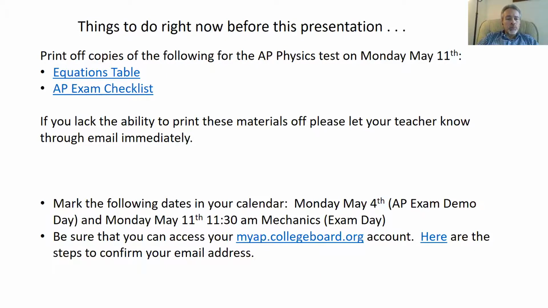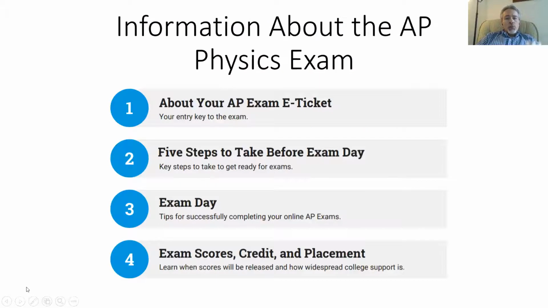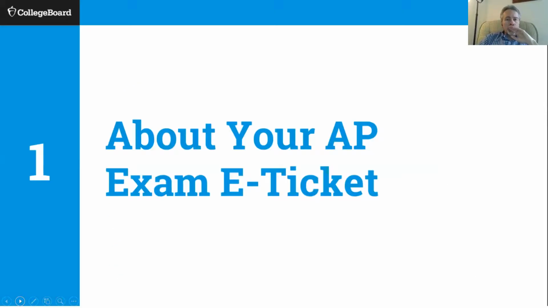All right. So during this presentation, there's 4 topics we're going to touch upon and go into in depth. We're going to talk about the AP exam e-ticket that you get that is going to let you take the exam. We're going to talk about what you should do to prepare before the exam, 5 steps you need to do. We're going to talk about the actual exam day, how to be successful on that exam day. And then the 4th thing we're going to talk about is after the exam: exam scores, credit, placement, that kind of stuff. Okay, the first thing we're going to talk about is your exam ticket.